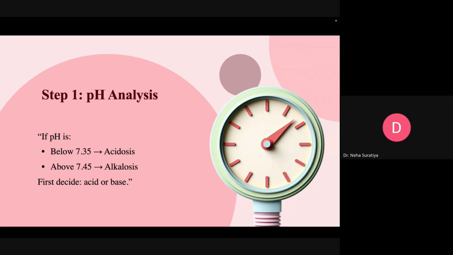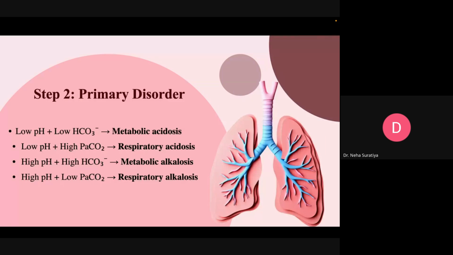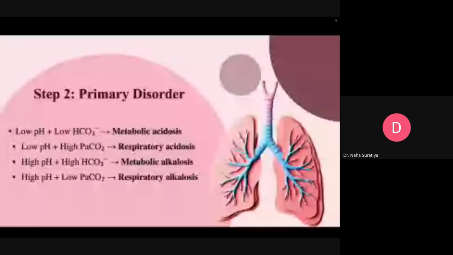Once you have the idea of acid and base, the second step comes, which is to identify the primary disorder. See this: if low pH is there, and low bicarbonate is there, that means there will be metabolic acidosis. Bicarbonate is something like basic, right? A basic environment, but the basic environment is reduced and the pH is also low. Low pH means falling in the 1 to 7 range. That means it is a case of acidosis, but it is metabolic, right?